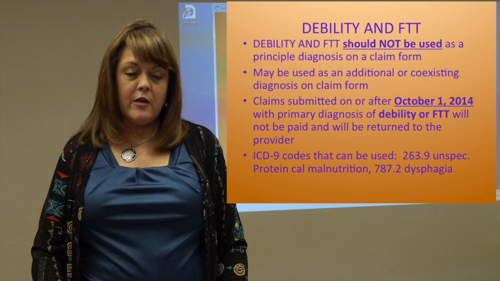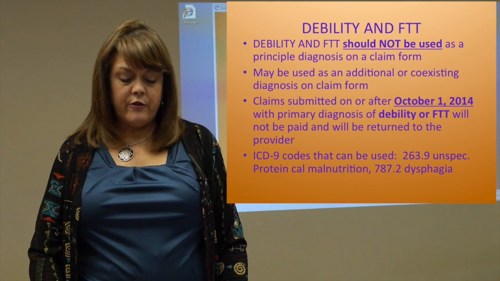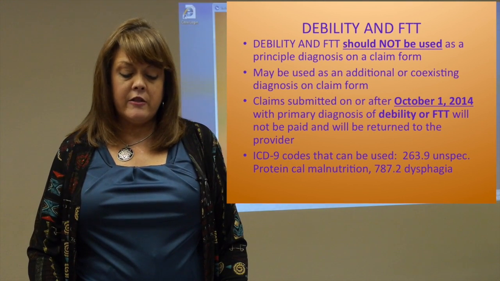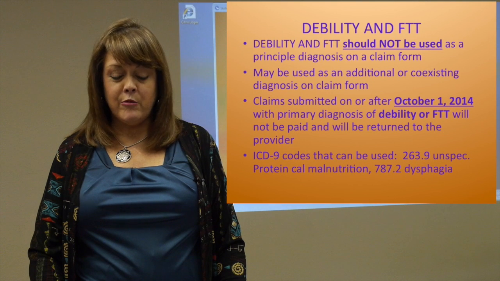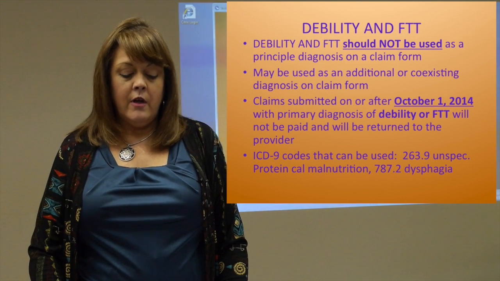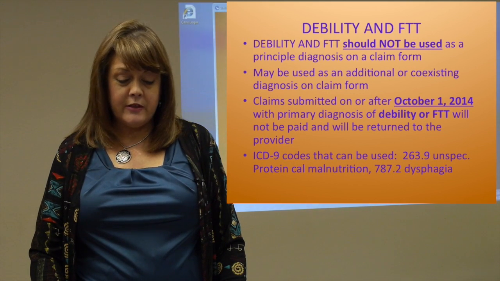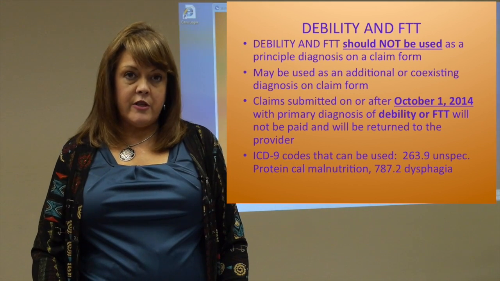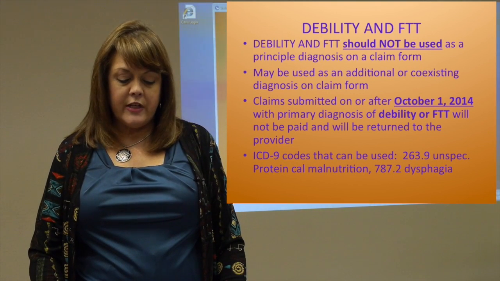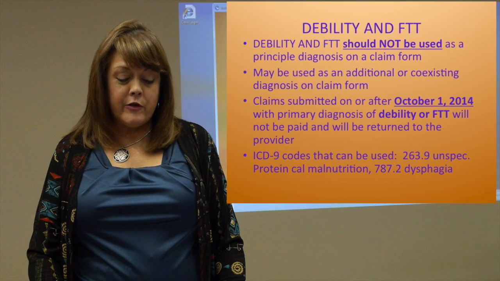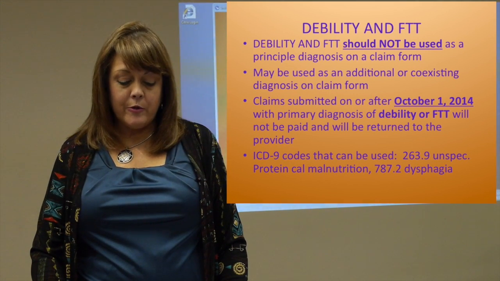And just to talk about a couple of important diagnosis categories: debility and failure to thrive. Debility and failure to thrive should not be used as a principal diagnosis anymore on a claim form. This actually won't take effect till October 1st, 2014, but I believe it should start now. We should start reviewing our charts and coming up with alternative diagnoses. It may, however, be used as an additional or coexisting diagnosis on a claim form.